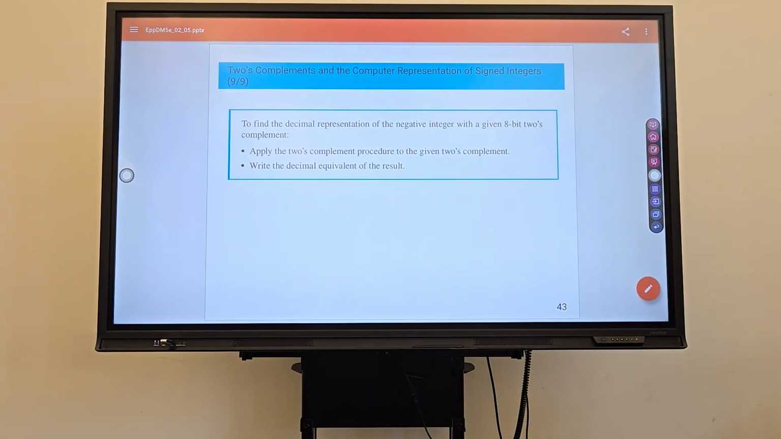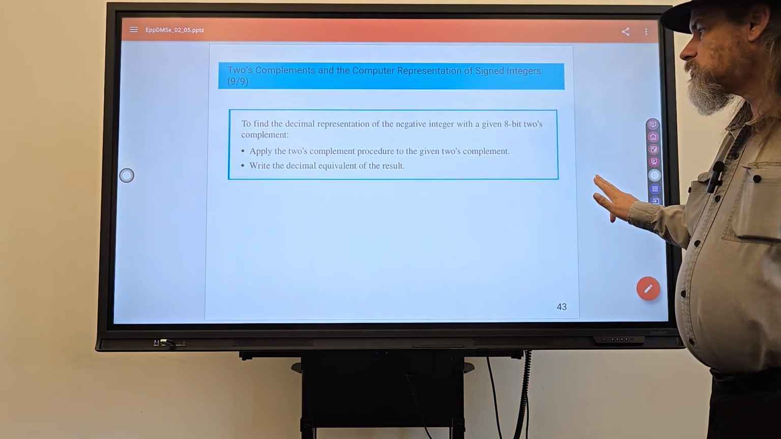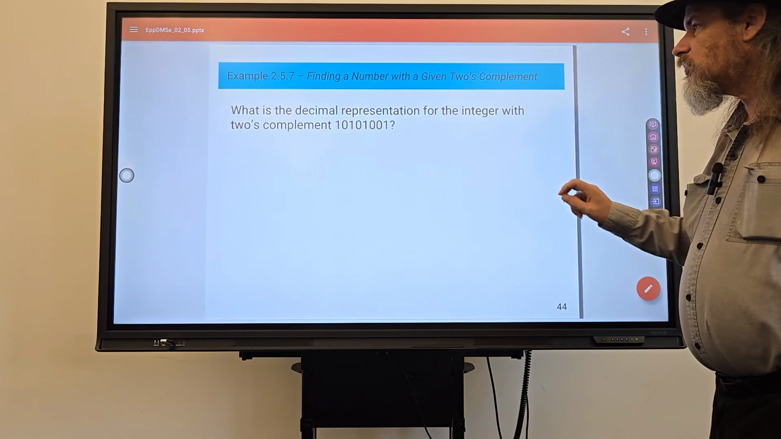Find the decimal representation of the negative integer with a given 8-bit 2's complement. Apply the 2's complement procedure to the given 2's complement and write the decimal equivalent of the result, so it works both ways.